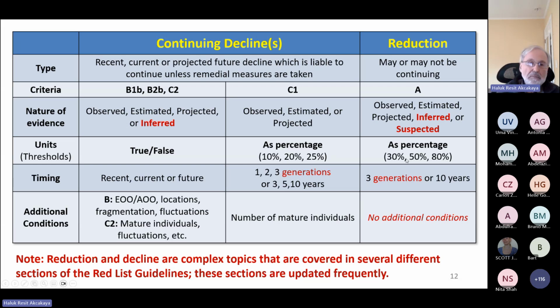Now, this is a complex topic, so I won't go into the details of this a lot, but there are different sections in the red list that are related to reductions and declines, and these sections are updated frequently, so I encourage you to check those.